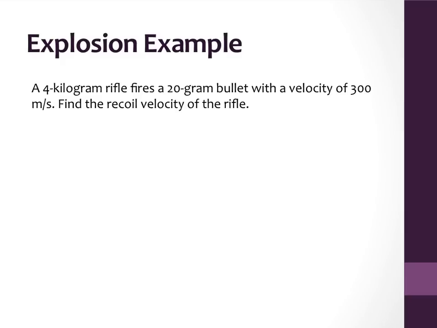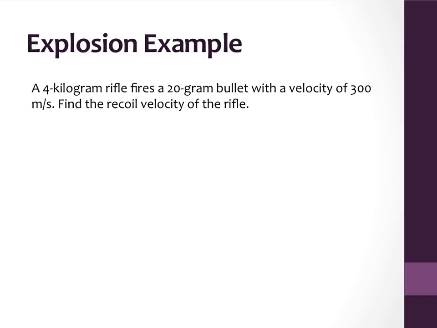Alright, explosion example. So what characterizes an explosion scenario? That means you have an explosion event like a bomb, guns, or two objects initially at rest together, and then something happens and they start flying out. It could even be an example of two carts attached by a spring. That's an example of an explosion. But here in this example, we have a rifle firing a bullet. That's an explosion collision example.